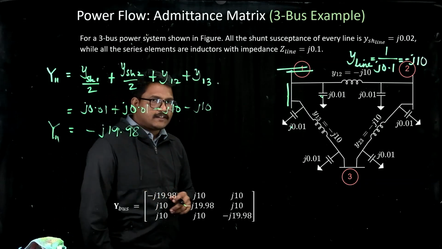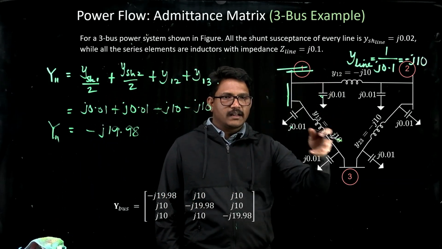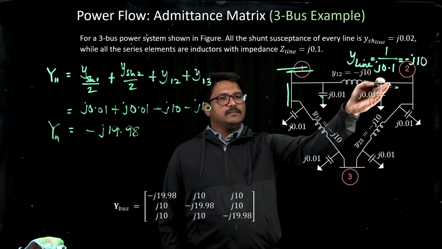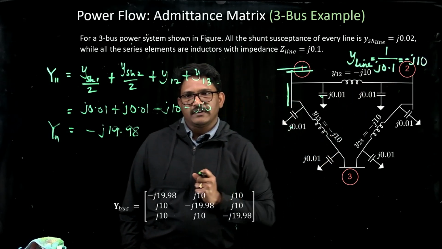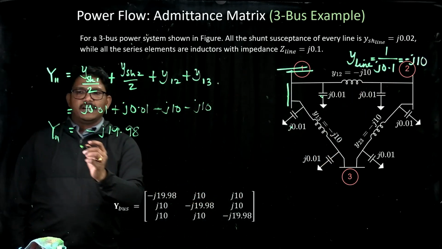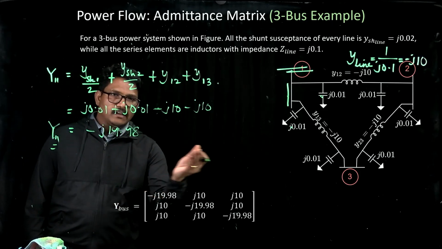Similarly, you can see that this particular network is an identical network, where the second bus is similar to the third bus and also the first bus. So your first diagonal element will be the same for the second and third buses.